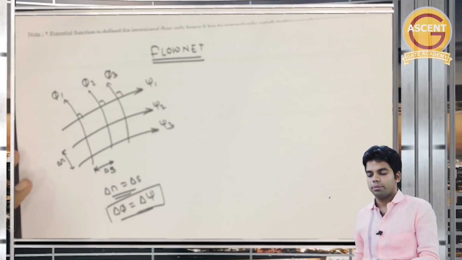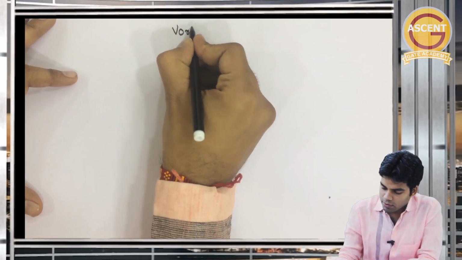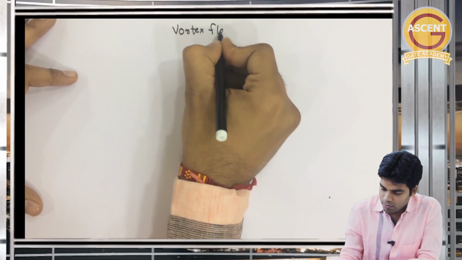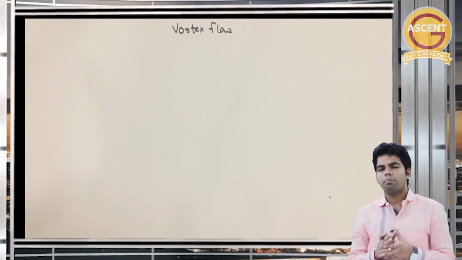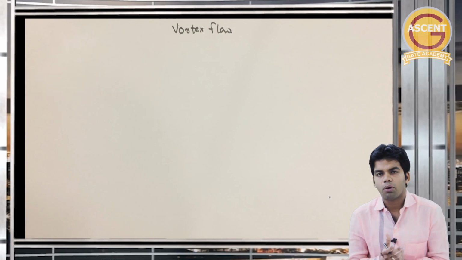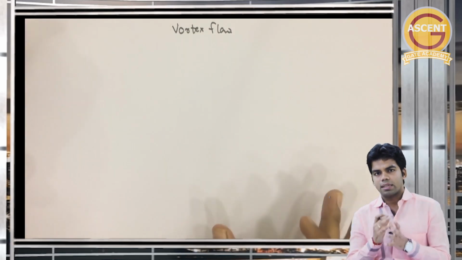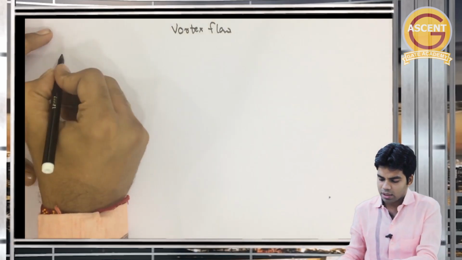Getting this? Okay. Next topic is the vortex flow. Now, what is a vortex flow? When the whole mass of fluid is rotating about an axis, then we can say it is a vortex flow. I will tell you few characteristics of this vortex flow.